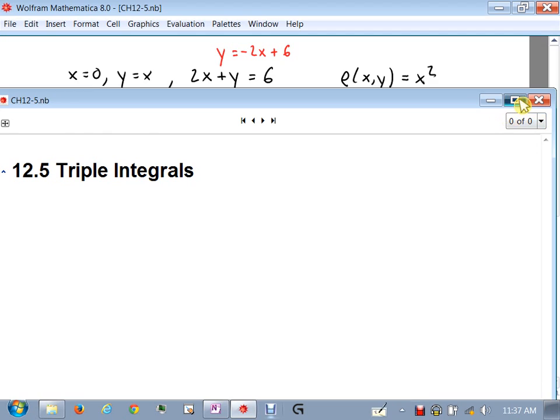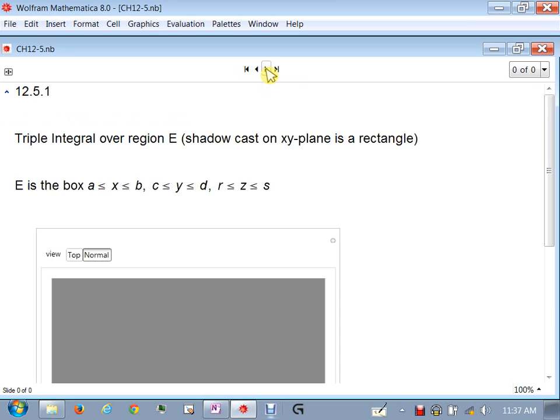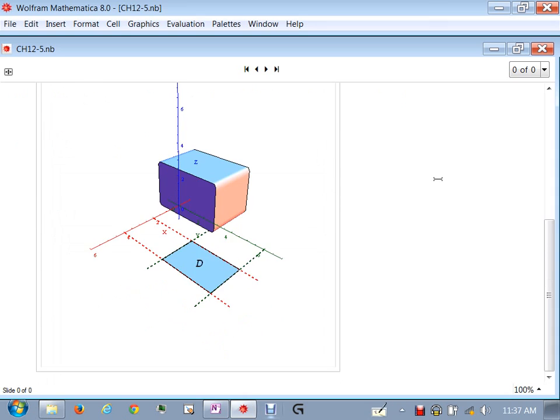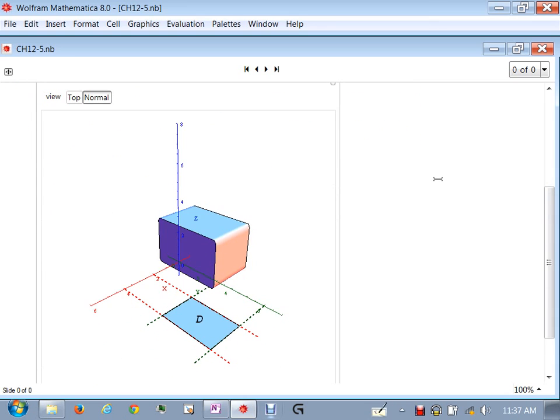All right, triple integrals. So everything we've done with double integrals, we're now extending to triple. All right, so all the concepts are very similar, except now something has changed. Remember the first region we started with in double integrals was a rectangle on the ground?